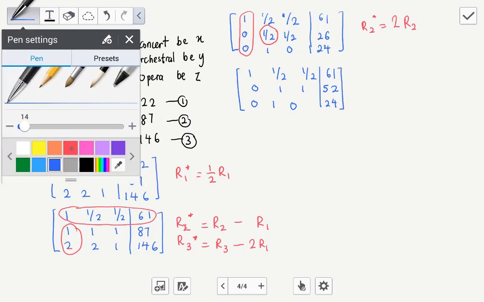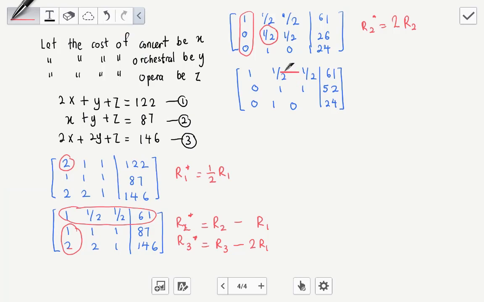Now we have done with the element 1. Next, we're going to make sure these two elements become 0. This is involving row 1 and row 3. For row 1, 1 over 2, we have to minus with 1 over 2 and the operation will be on row 2. Whereas row 3, the element is 1, we are also going to minus with row 2. Let's copy down row 1.